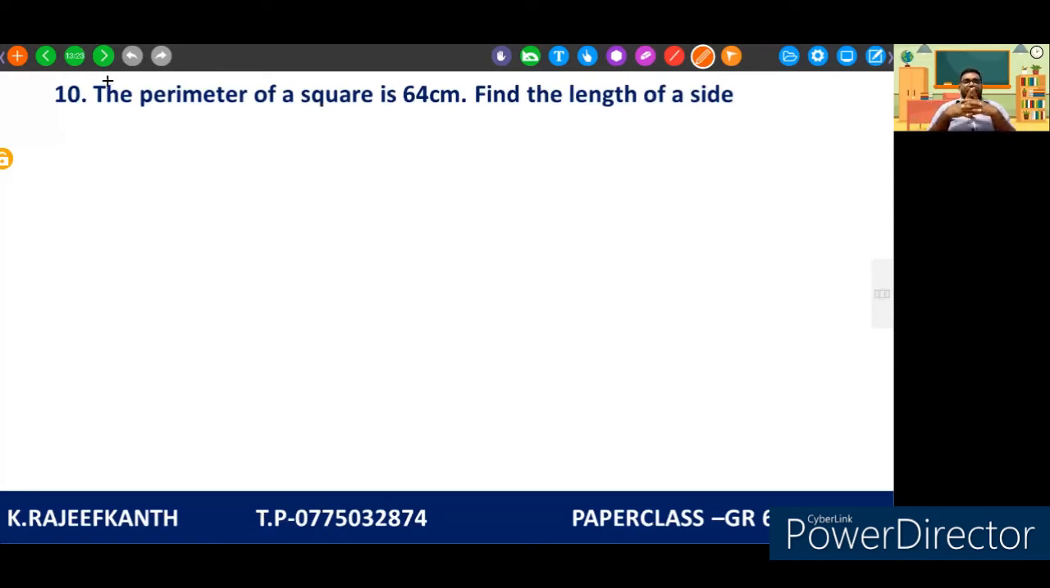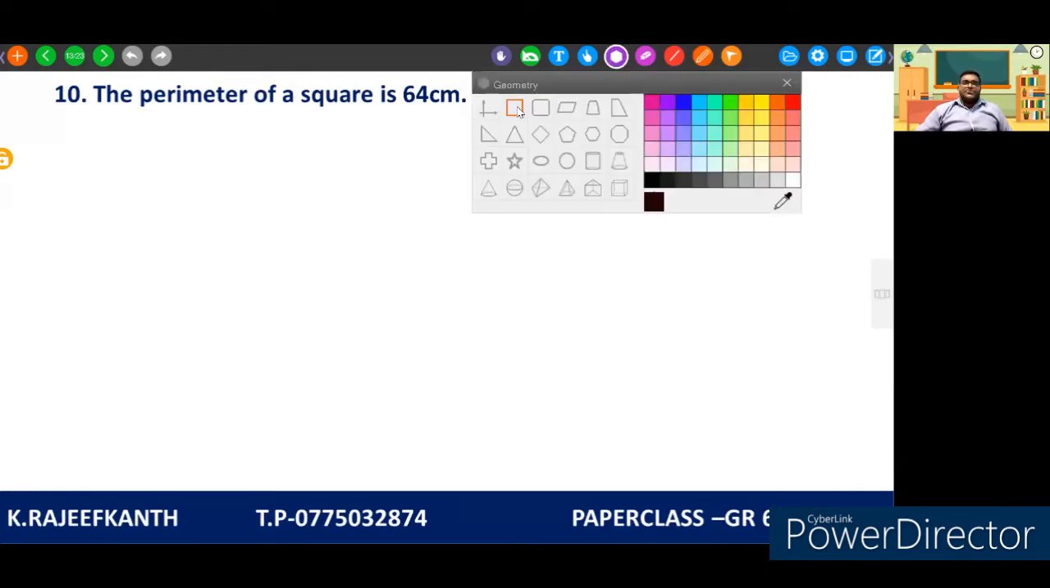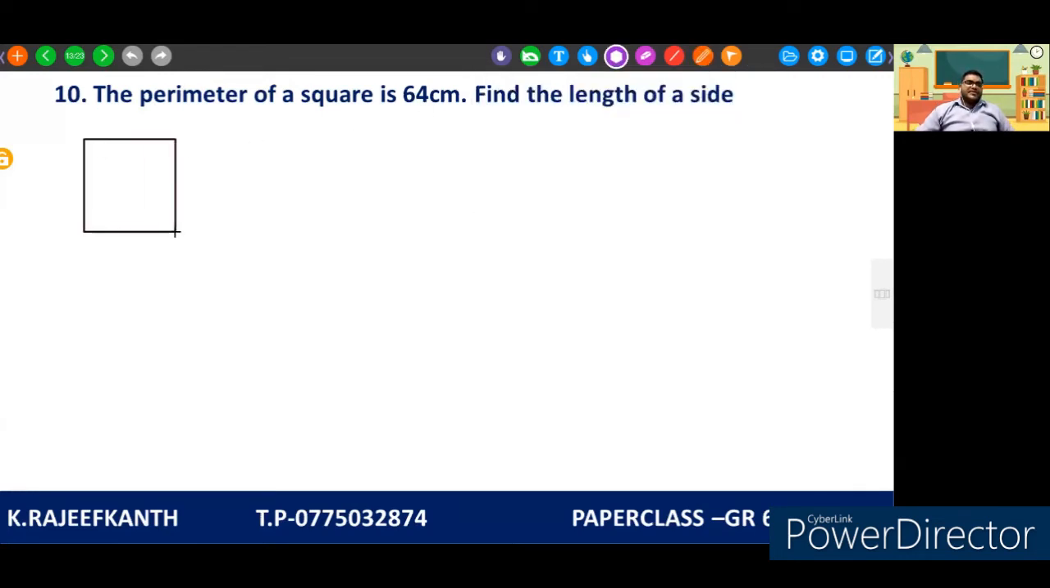Then question number 10. The perimeter of a square is 64 centimeter. Find the length of a side. You know that you have already learned in grade 5 what is perimeter. Here they have given the perimeter of a square. So first I will draw a square. This is the square, right? So now you have to find the length of one side. Here the perimeter is 64 centimeter.